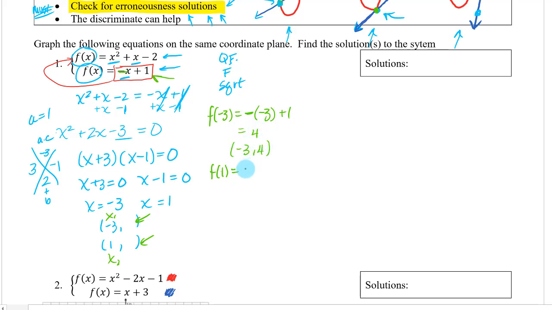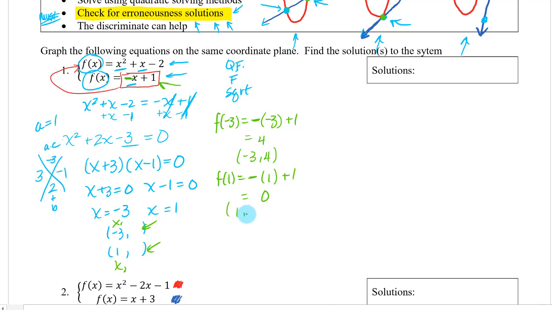I'm going to do that again with 1. So I'm going to have a negative, put 1 in parentheses, plus a 1. And I'm going to find out that that's 0, or the point 1 and 0. So those are my two solution coordinates. Now, in this way, we're going to check them by algebraic method. In the next example, we're going to use a graph.